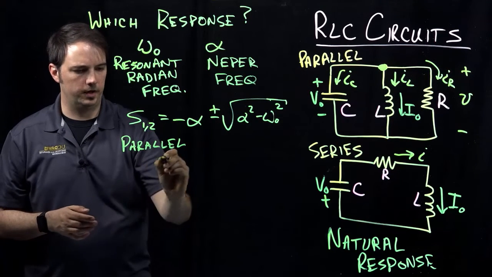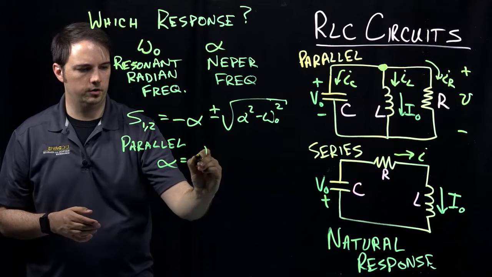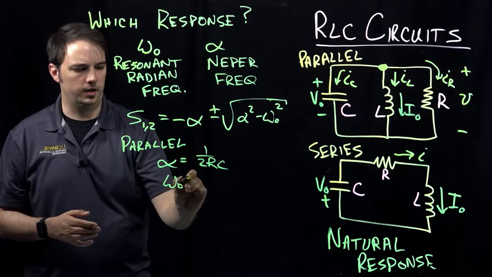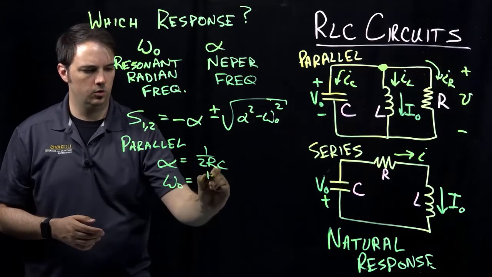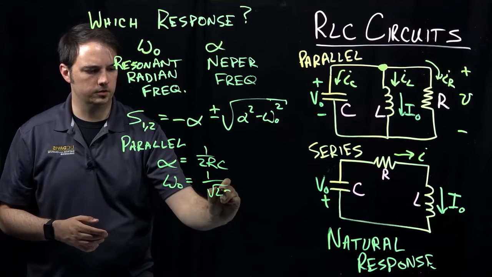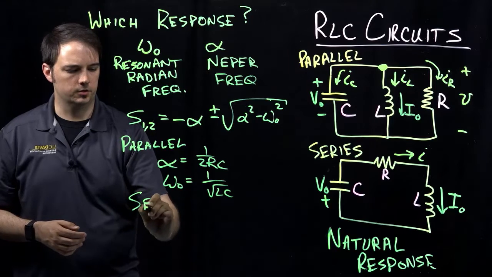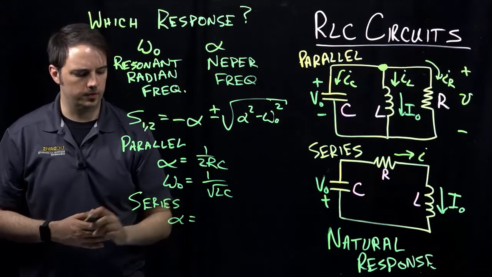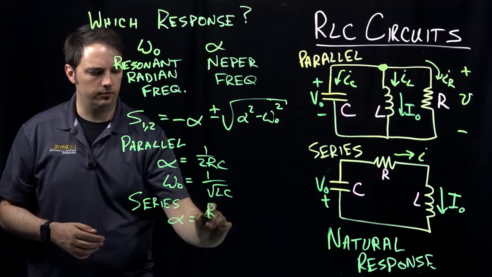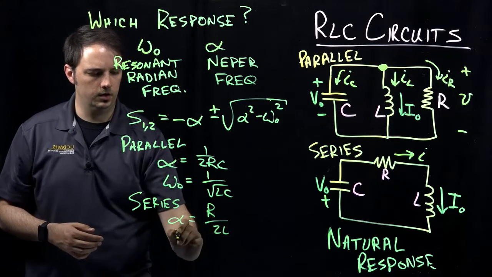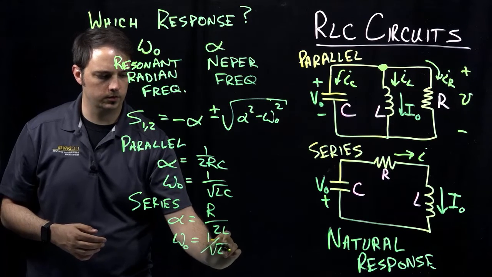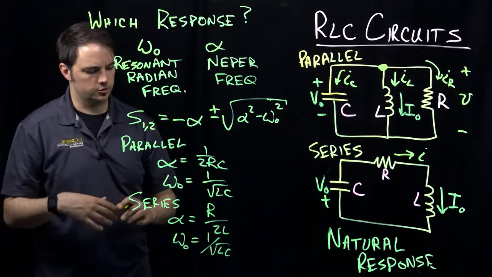Specifically, in the parallel circuit case, alpha is just 1 over 2RC, and omega naught is equal to 1 over the root of LC. And then for the series case, alpha is slightly different, R over 2L, but omega naught is actually the same quantity, 1 over root LC. So this is only one minor difference.